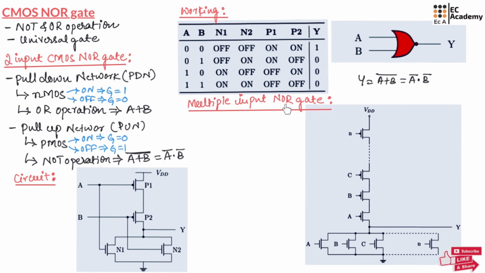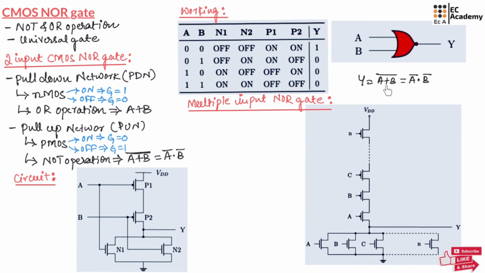Now let us understand multiple input NOR gate. So this circuit represents the multiple input NOR gate. So it is similar to how we connect two input NOR gate. In two input NOR gate, we have two PMOS transistors connected in series and two NMOS transistors connected in parallel. So similar to this, we can connect multiple PMOS in series and multiple NMOS in parallel as shown in this figure. So this circuit is used for multiple input NOR gate operations.